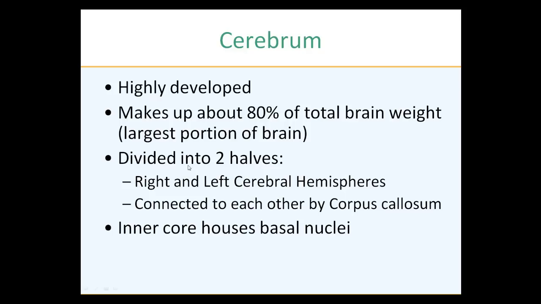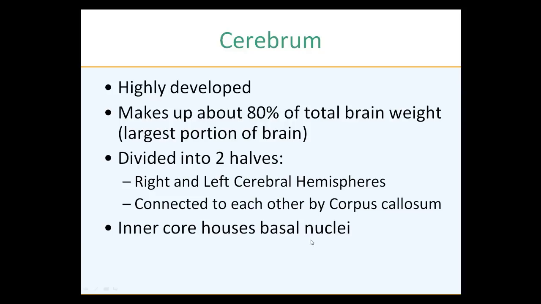What we need to realize now is that the cerebrum is divided into two halves, the right and left, and it's connected by this highway, what we call the corpus callosum, between the two. And inside the cerebrum, we will find the basal ganglia or the basal nuclei scattered all over, and in four distinct areas.